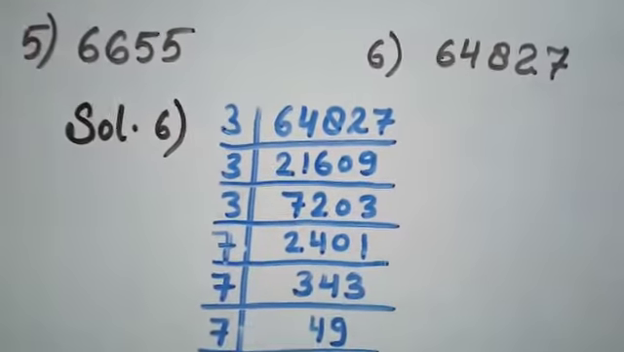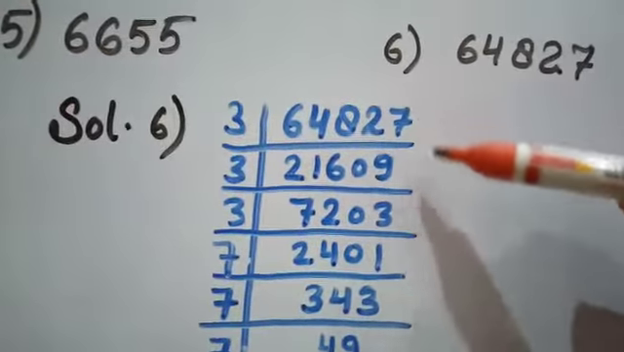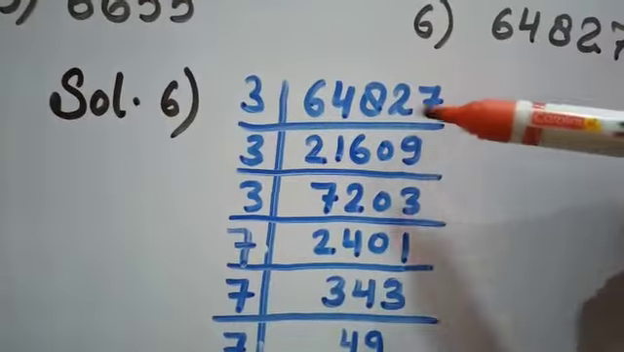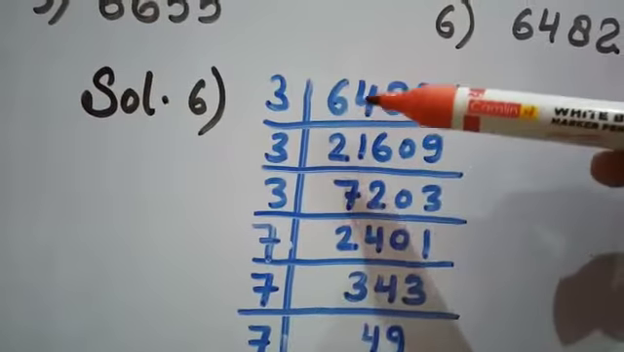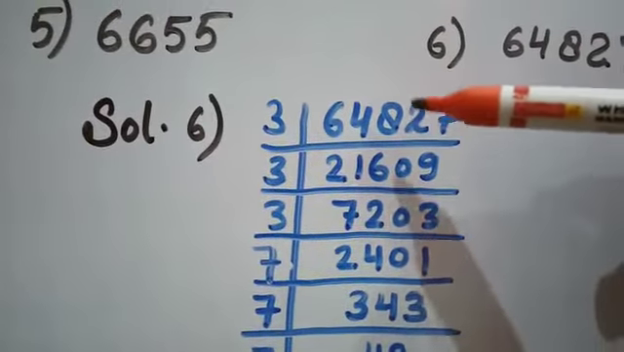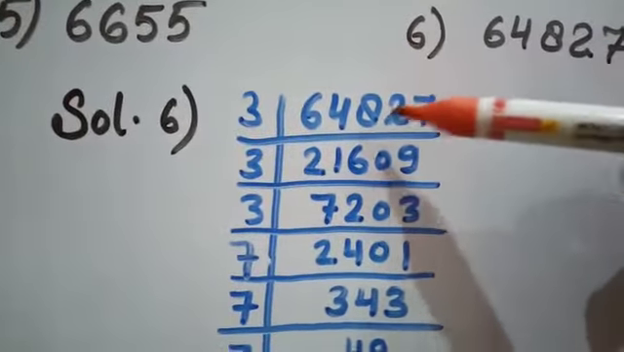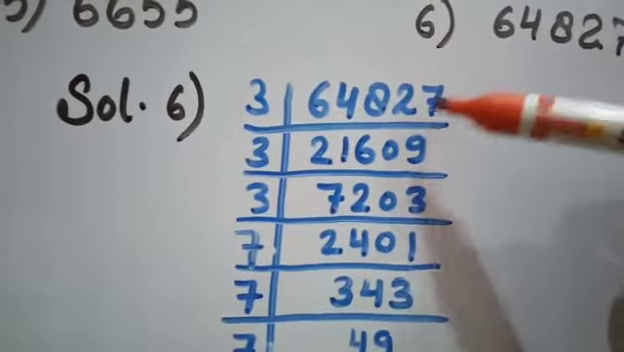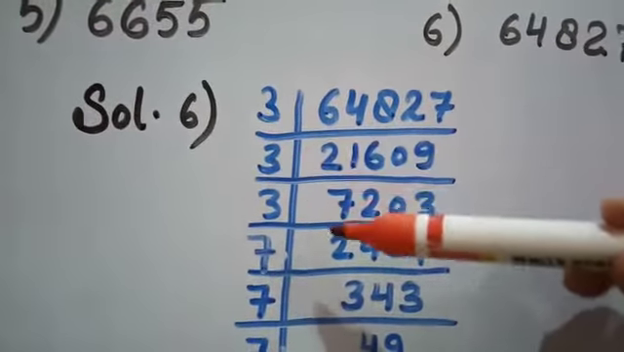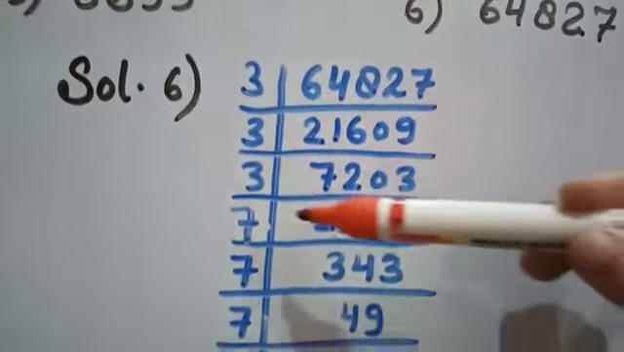Now we will solve sixth part of this, 64827. We will do prime factors of 64,827. It can be divisible by 3. 3 2s are 6, 3 1s are 3, 3 6s are 18. 2 is not divisible by 3, so we will take next digit 7. It will be 27. 3 9s are 27. By putting 0 here. 3 7s are 21. 3 2s are 6.